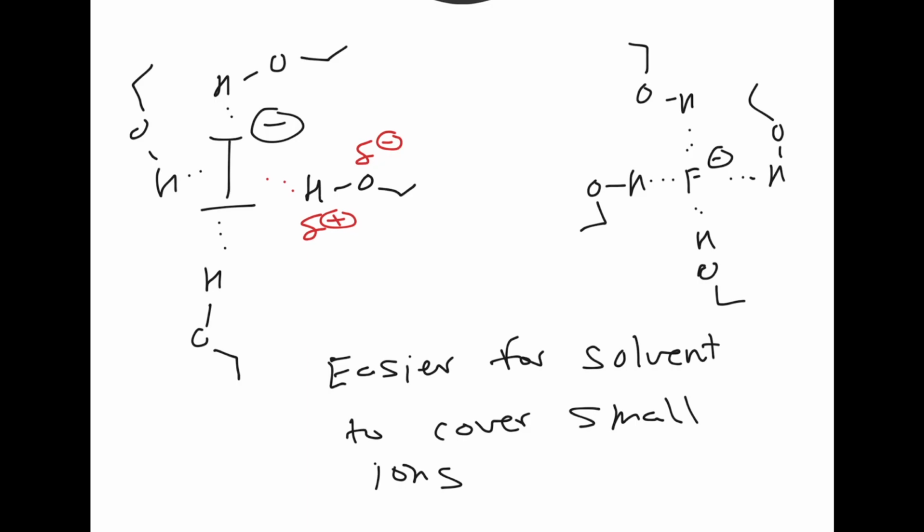In polar protic solvents, the protic solvent tries to wrap itself around the ion, and it's easier to wrap yourself around something small than it is to wrap yourself around something big, right? So it tries to cover up the big thing, but it can't. So that bigger ion still has negative charge that's exposed and can get to the carbon that's positive, where the small ion just gets wrapped up and is bubble wrapped.